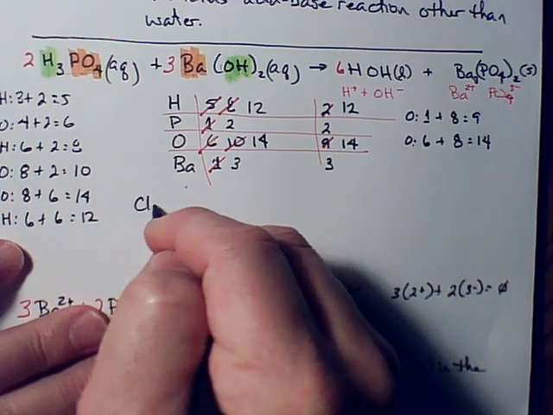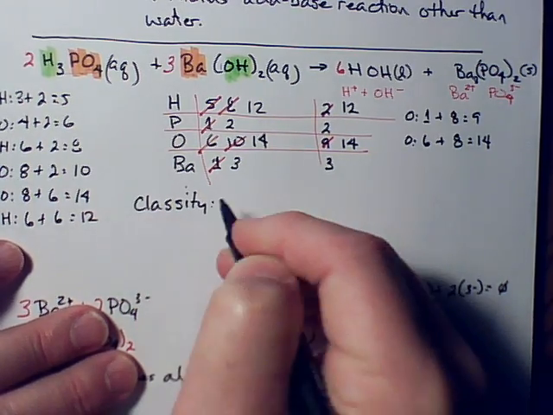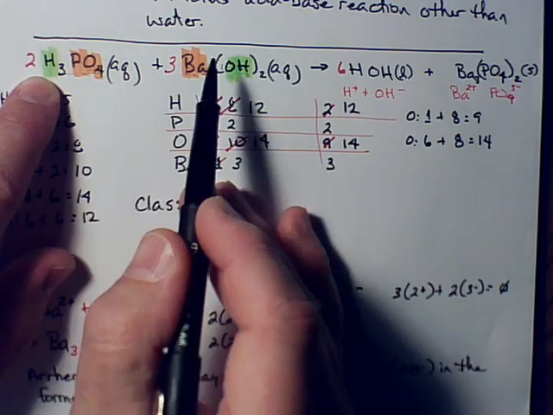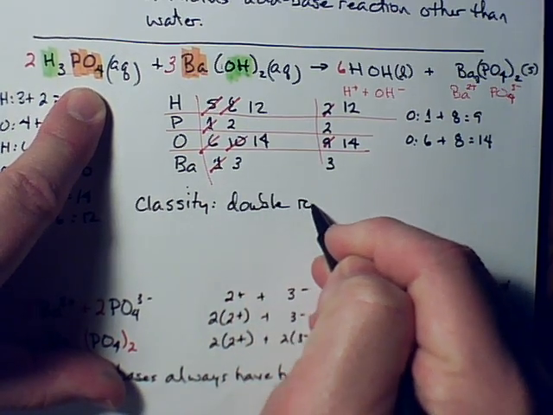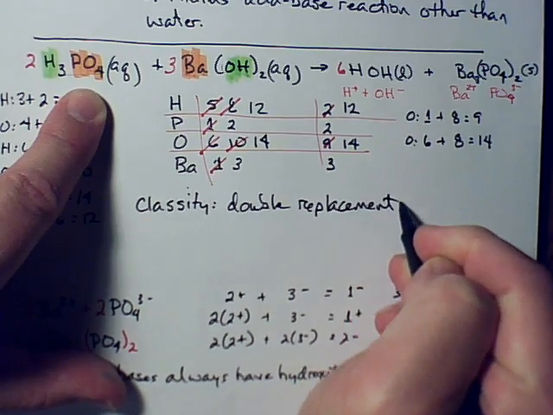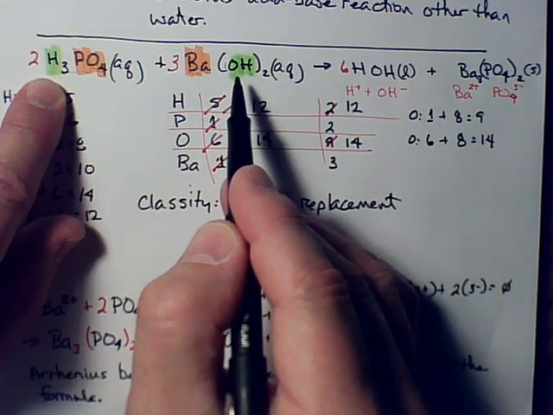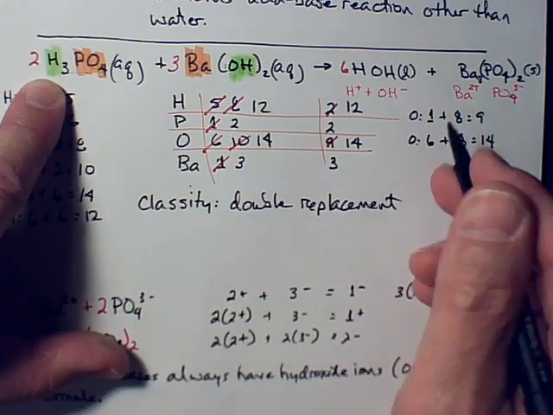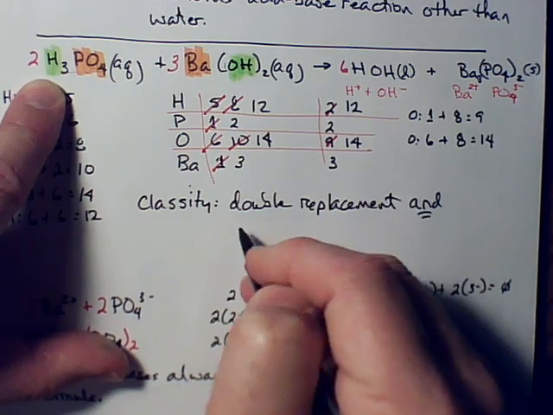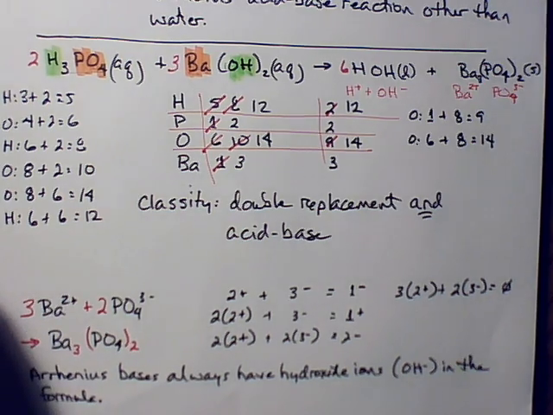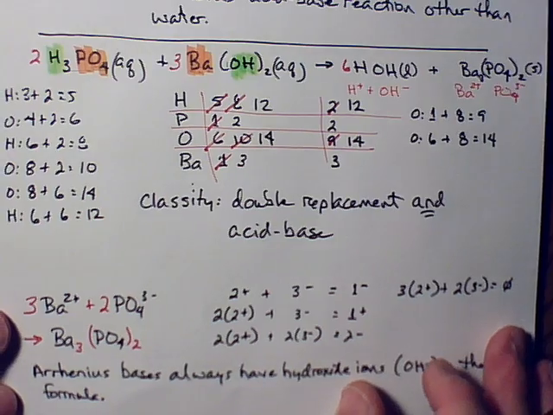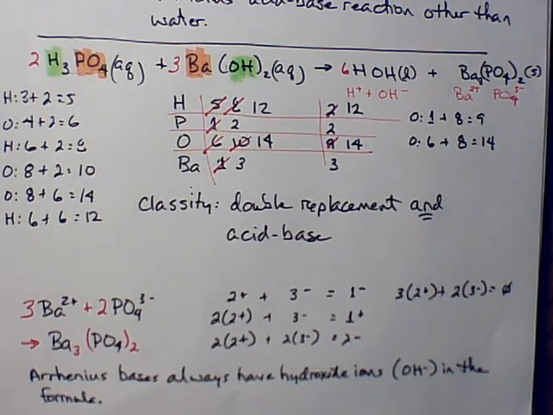Okay? Now, if I ask you to classify this reaction, it is double replacement, because the front part goes with the back part here, and the front part goes with the back part here, so it's double replacement. But we have an acid reacting with a base. We're forming water and a salt, so it's also acid-base. Does that make sense to everybody? Anybody have any questions about balancing formulas, predicting the products of double replacement and acid-base reactions before I move on?